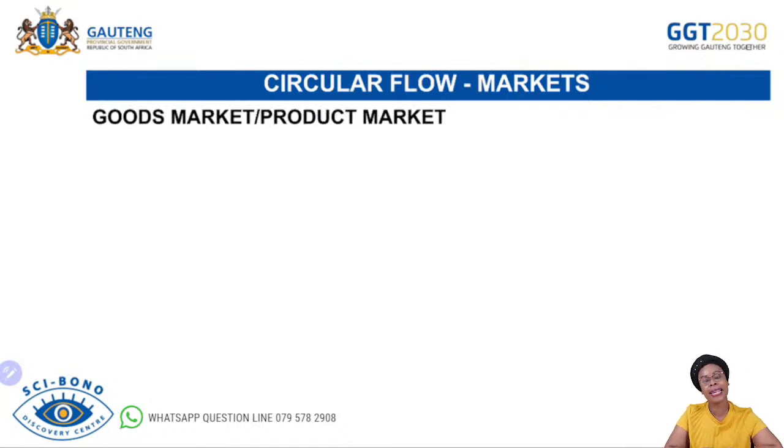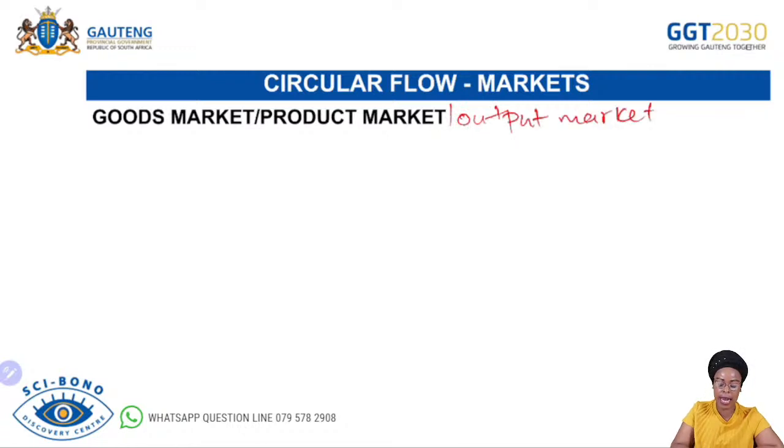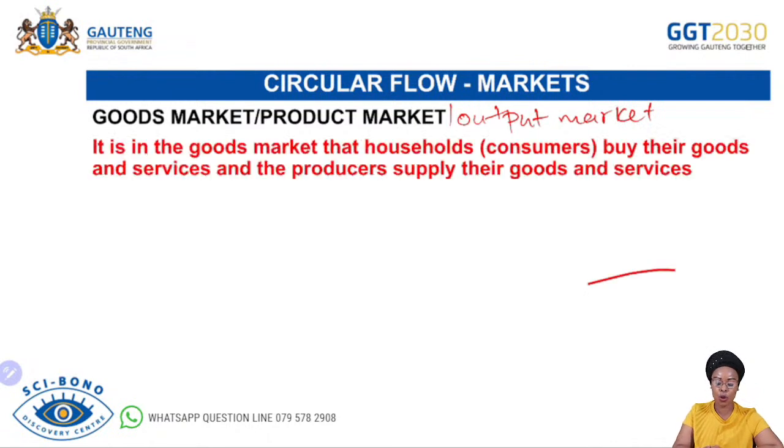We have a goods market or a product market. You can also call it an output market. Okay, what is sold here? It is in the goods market that households buy their goods and services. So in this market, goods and services are sold. Are sold by whom? Are sold by the producers.